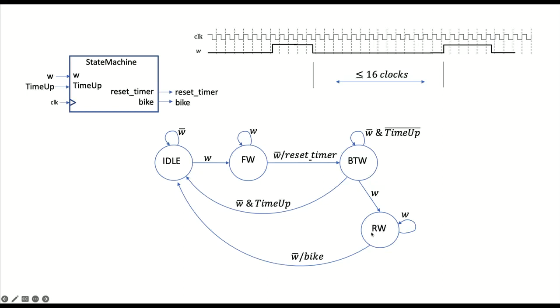Did you have a question? What if time's up and your wheel is high? We go here. So if the wheel goes up right when time's up, that's still a bike. That's precisely 16 clock cycles, and we're looking at less than 16, if I recall. If we were doing less than, then we'd want to break it the other way.